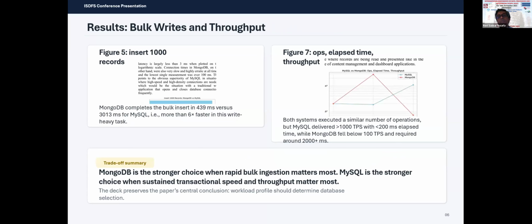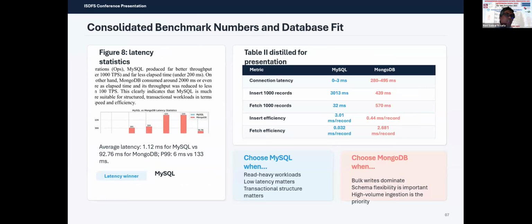And figure 7 shows elapsed time and throughput. Both systems executed a similar number of operations, but MySQL delivered greater than 1000 TPS with less than 200 milliseconds elapsed time, while MongoDB fell below 100 TPS and required around 2000 milliseconds. The trade-off summary is that MongoDB is a stronger choice when rapid bulk ingestion matters most, and MySQL is a stronger choice when sustained transactional speed and throughput matter most. This deck preserves the paper's central conclusion: workload profile should determine database selection. As shown in the latency statistics, MySQL produced far better throughput, over 1000 TPS, and far less elapsed time.